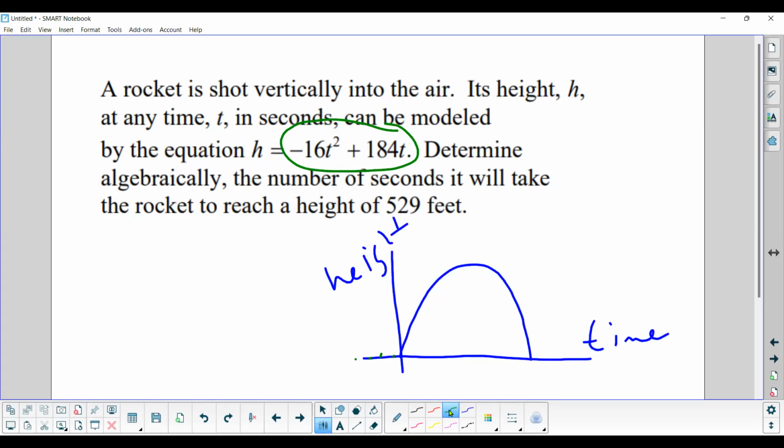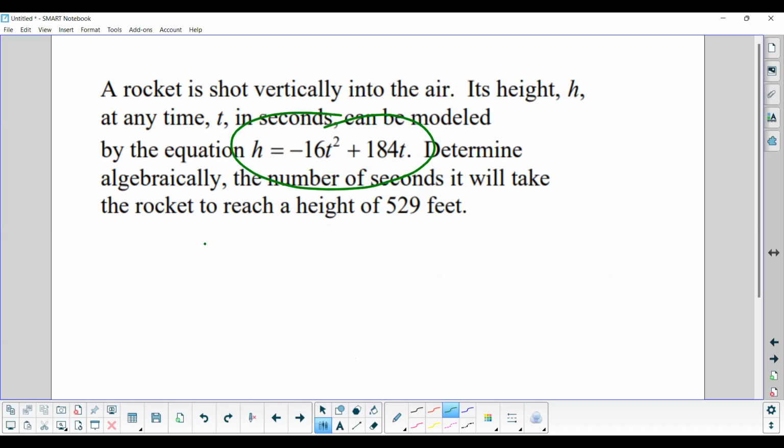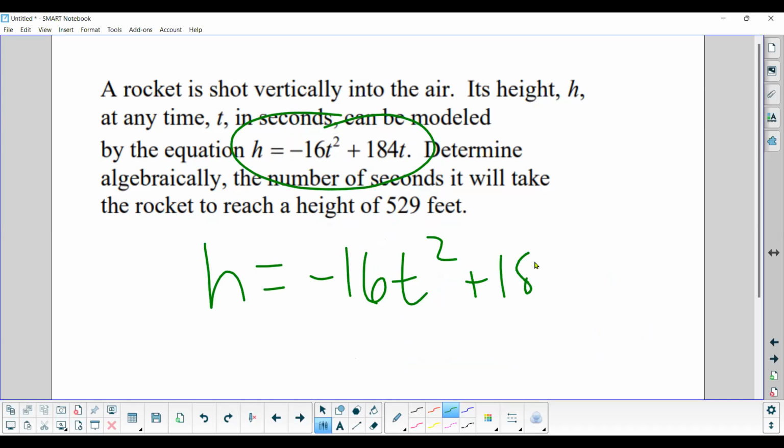Determine the number of seconds. Does that make sense? They want to know the time, but they're giving you the height. Time is the unknown, height is given. So when you're looking at this formula, time is unknown, but height is given.